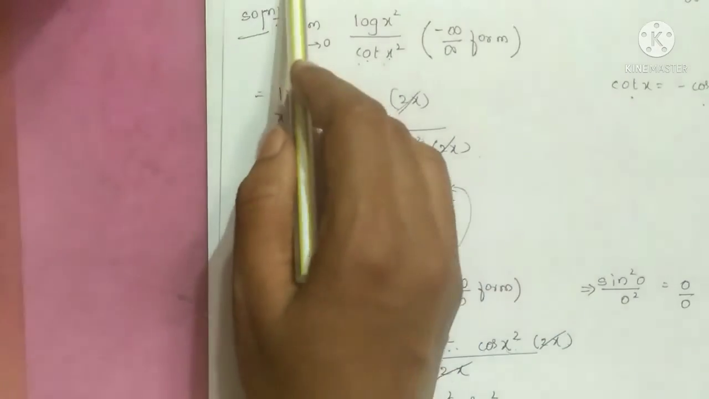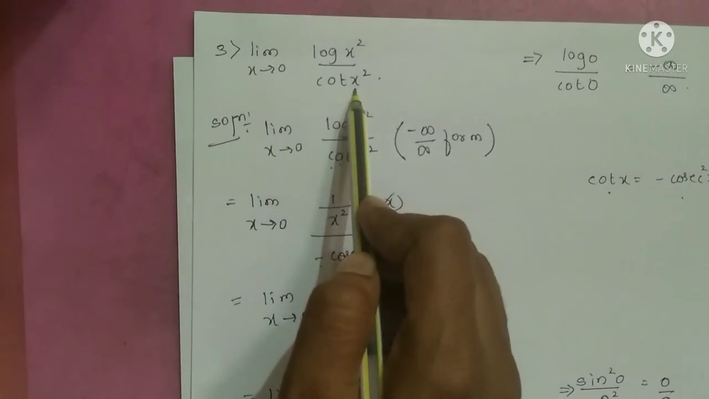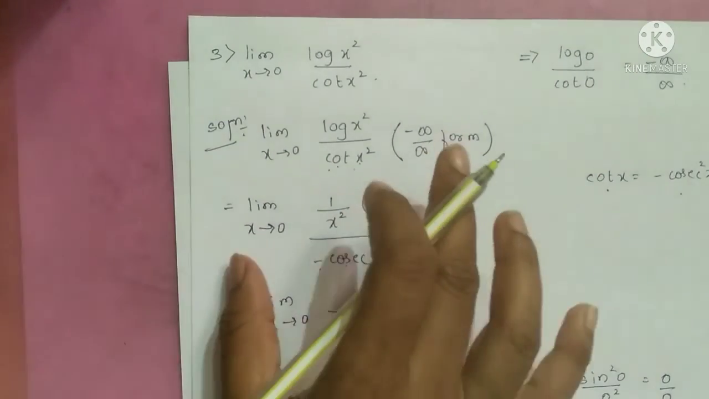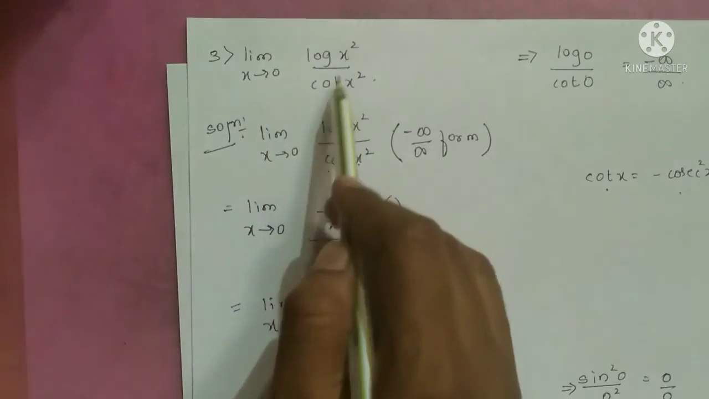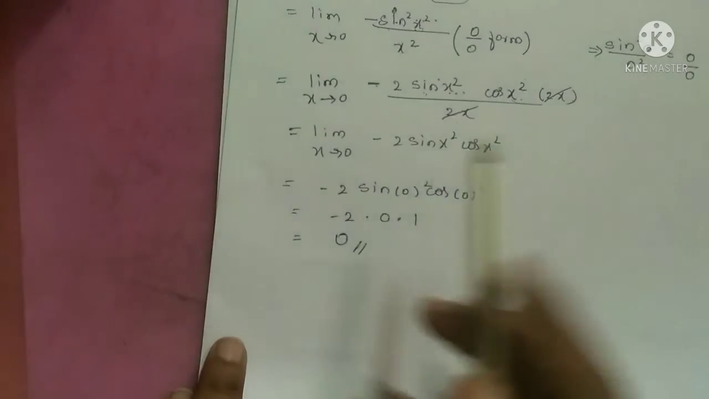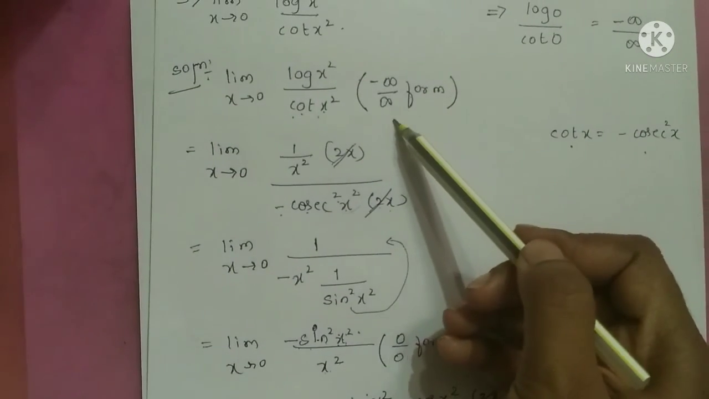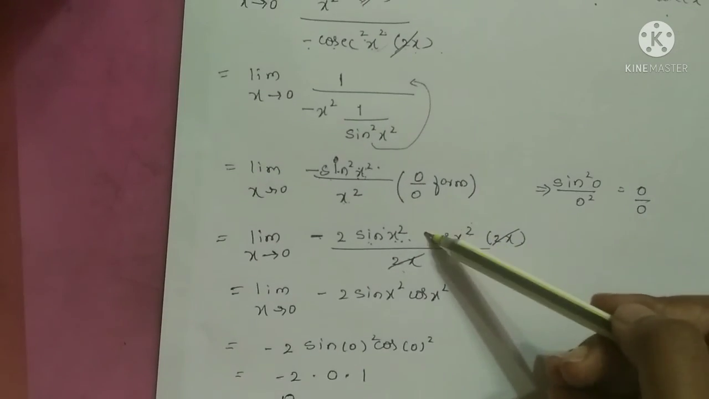So this problem, limit x tends to 0 log x square by cot x square, should be written in your record. Only this third problem should be written in your record. The value is 0. So here, in the infinity by infinity form, first you are getting infinity by infinity, and in the middle of the problem you are getting 0 by 0 form.